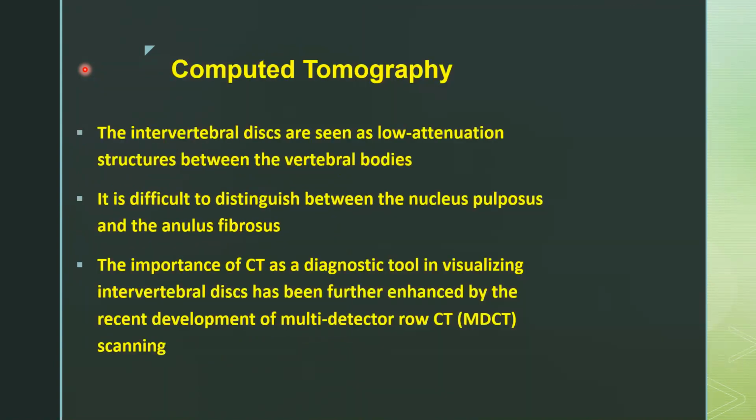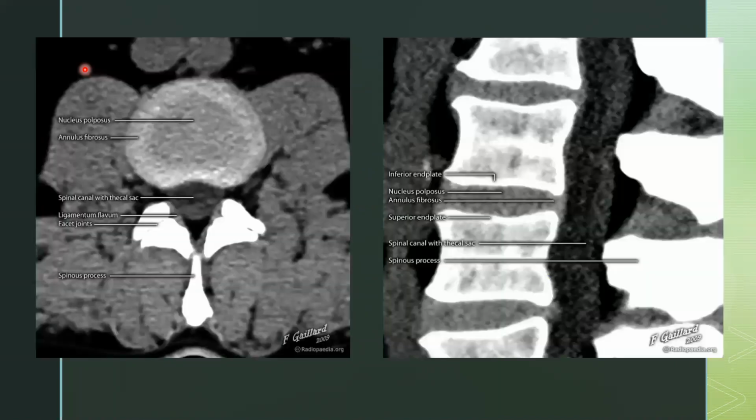Computed tomography. The intervertebral discs are seen as low attenuation structures between the vertebral bodies. It's difficult to distinguish between the nucleus pulposus and the annulus fibrosus. The importance has been increased by the recent development of multi-detector row CT. This axial CT scan shows the annulus fibrosus and the nucleus pulposus.